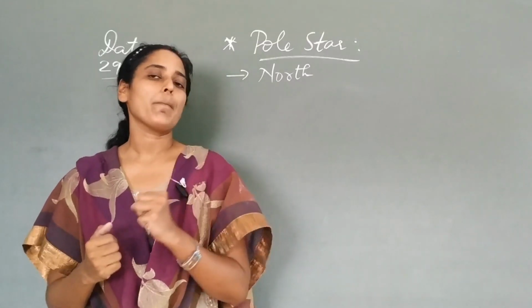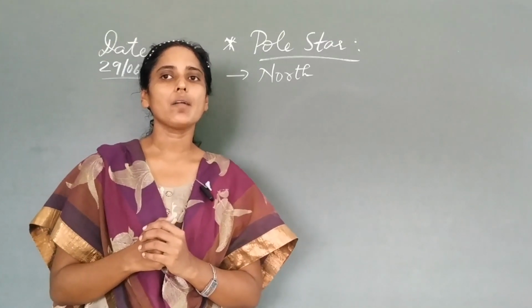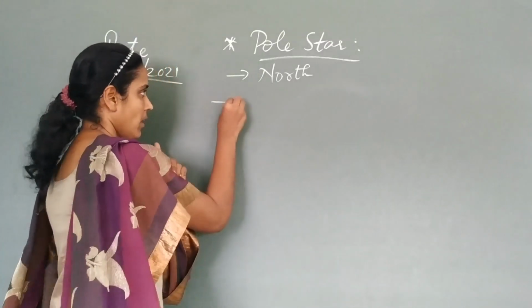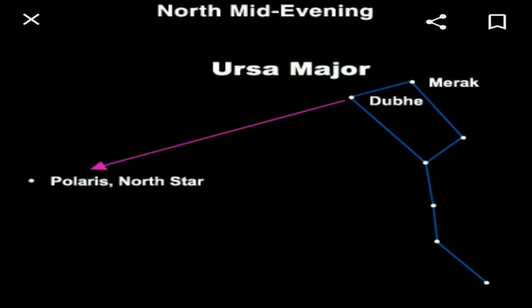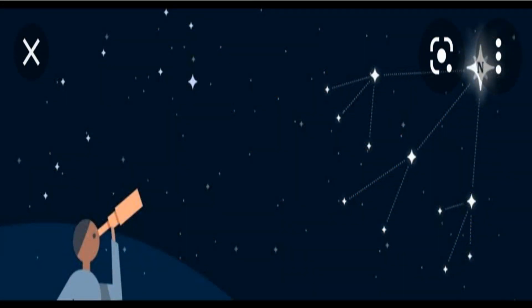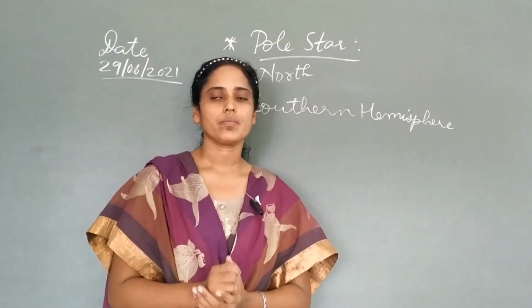Due to its stability and the nearly circular shape of the Earth, it can't be seen in the southern hemisphere. You can't see this polar star from the southern hemisphere. Why? Because we already saw the shape of the Earth is spherical, exactly round like a ball, like an orange. So in the southern hemisphere, you can't see this polar star.